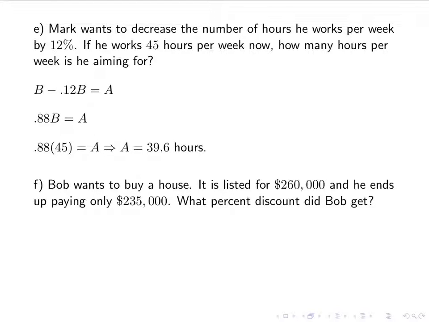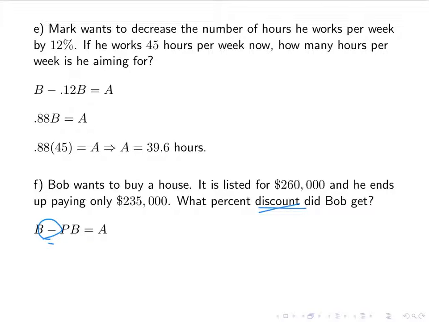And for our last example, Bob wants to buy a house. It's listed for $260,000, and he ends up paying only $235,000. What percent discount did Bob get? So this is a discount. So I'm subtracting my PB. So I have B minus PB equals A. Because again, discount means subtraction.